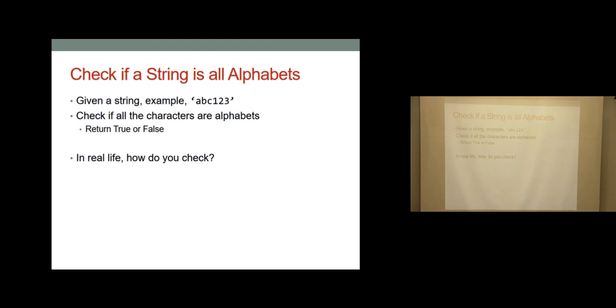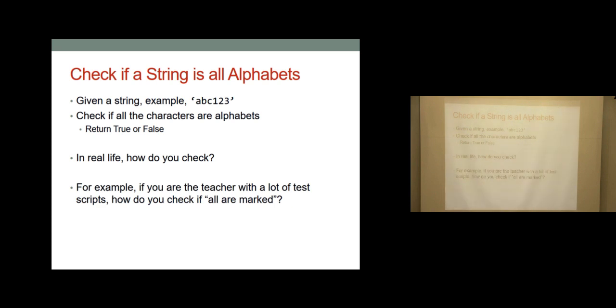When will you tell a yes or no? When will you tell yes? You only tell yes when you carefully see each character until the end, and all of them are alphabets. Then you can say yes. But if at any time inside that you see, oh, this one is a 1, is not an alphabet, do you need to check the rest? You already decide it's not all alphabet, right?